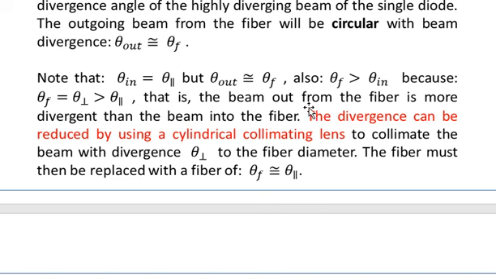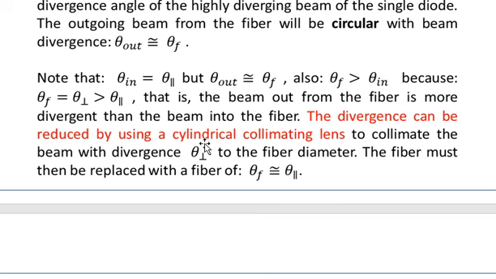So the beam out from the fiber is more divergent than the beam into the fiber. As far as the parallel beam is concerned, the divergence can be reduced by using a cylindrical collimating lens to collimate the beam with the divergence theta perpendicular to the fiber diameter. So in order to decrease the divergence, we can use a collimating cylindrical lens just after the two beams, so that it can only control the divergence of the theta perpendicular beam without affecting the theta parallel beam.